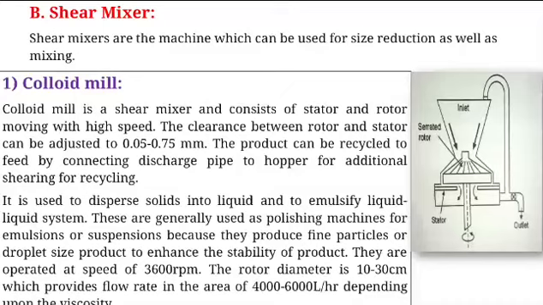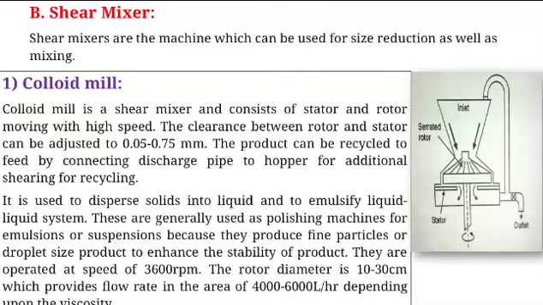Next type is a shear mixer. Shear mixers are machines which can be used for size reduction as well as mixing. In that, first is the colloid mill. It is a shear mixer and consists of a stator and a rotor moving at high speed.